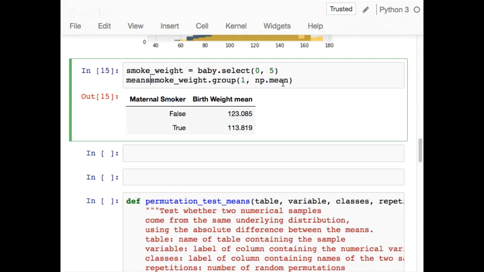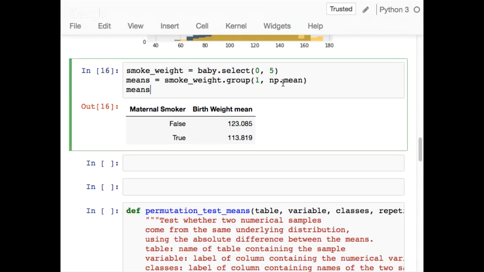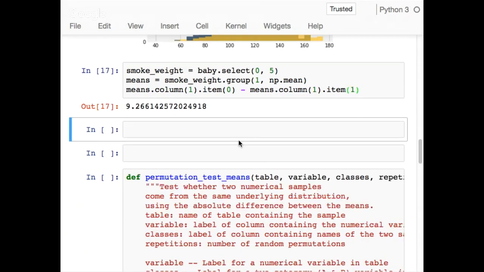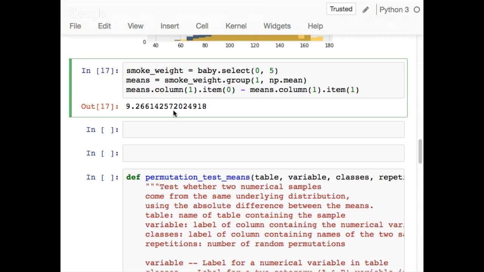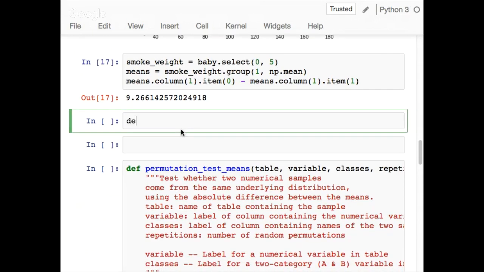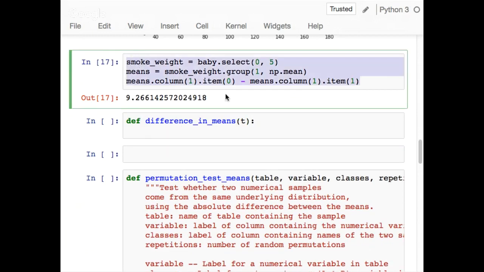Finally, we can compute that difference. So let's call this means. I want to compute the difference between these two numbers. That's not too hard. Grab that first column, grab item 0, grab the second column, grab item 1, and that is a difference in means. So we're going to be doing this over and over again with different samples, so I'm going to put that into a function. I'm going to call it difference in means. And I'm just going to copy and paste all of that in here.